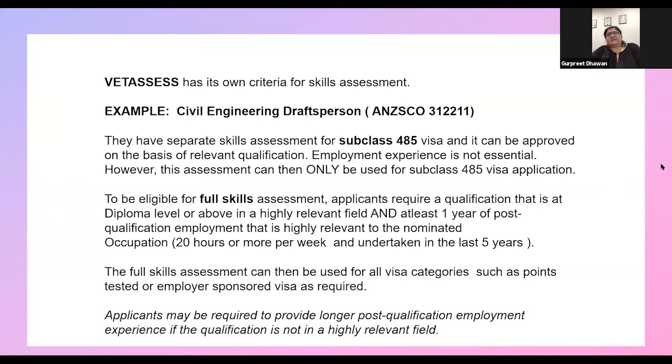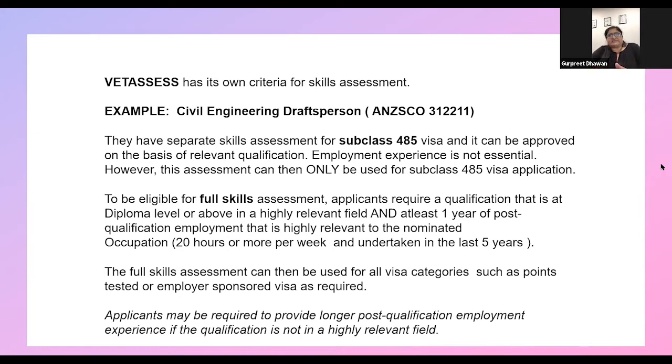They do two different types of skill assessment. One is the provisional skill assessment, which is required for the subclass 485 and which can be done only on the basis of the relevant qualification. There is no requirement of any work experience at this stage. Employment will be required at the next stage, but this skill assessment will be provisional, and can be used only for the 485 subclass.